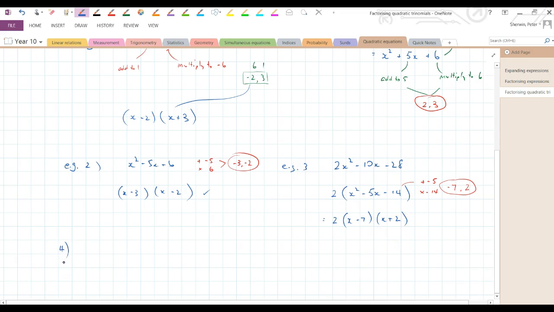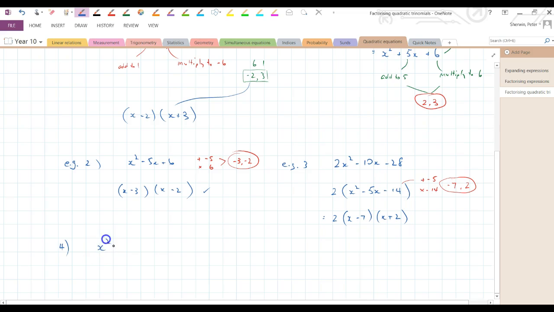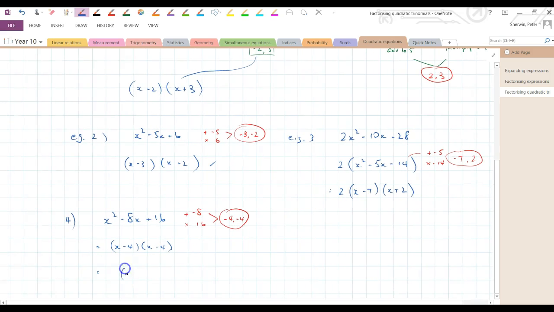One more example. x squared minus 8x plus 16. It is a monic polynomial. Perfect. I want two numbers to add to minus 8 and multiply to 16. What are those two numbers? 16 and 1, 8 and 2, 4 and 4. How about 4 and 4? In fact, they're going to have to be minus 4 and minus 4, aren't they, to add to minus 8 and multiply to 16. So what I've got here is (x minus 4)(x minus 4), or you could write it more simply as x minus 4 all squared.